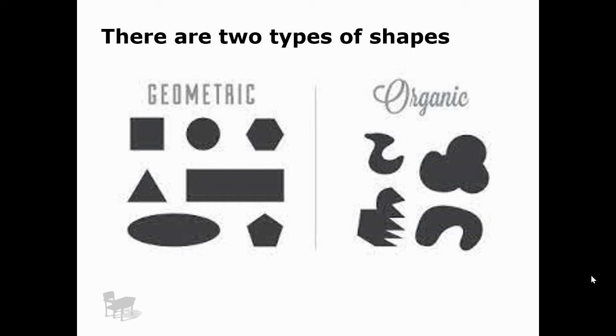So remember, there are two types of shapes, geometric and organic. Geometric are those that have names like square or rectangle or pentagon, and organic are shapes from nature, usually. Things that don't have a name, kind of free form type of shapes.